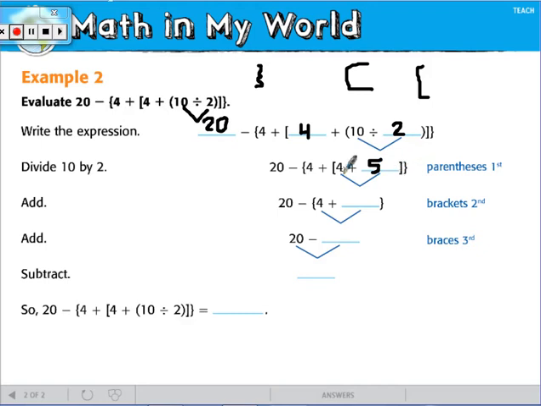Okay? 4 plus 5 is inside the brackets, inside the braces, so that's next. 4 plus 5 is 9. So now we have 20 minus braces 4 plus 9, right? So 4 plus 9 is inside the braces, so we have to do that first, and it is 13. And the answer is 7.